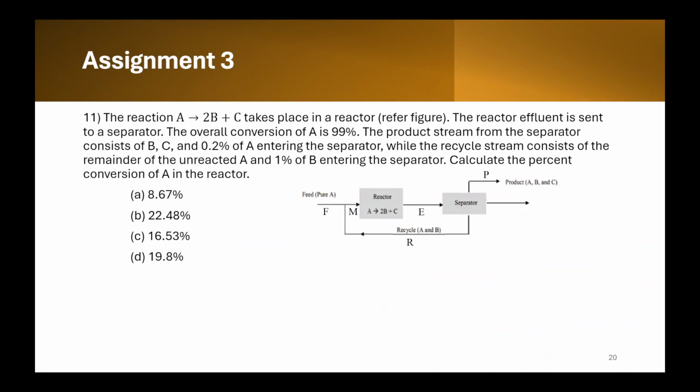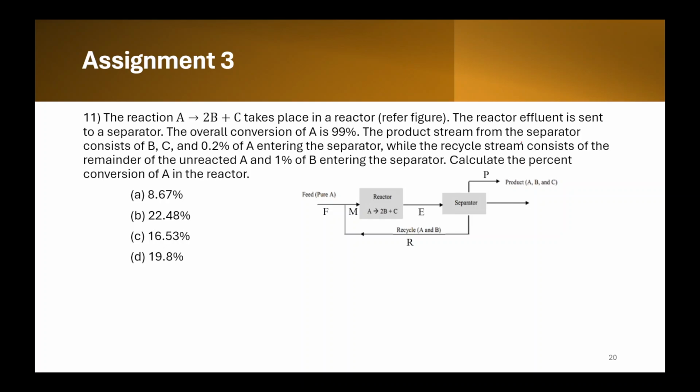Next question. The reaction A giving 2B plus C takes place in a reactor. Refer to the figure. The reactor effluent, named as E stream, is sent to the separator. So this is the separator. The overall conversion of A is 99. So the overall conversion of A is given. So we have studied this concept.